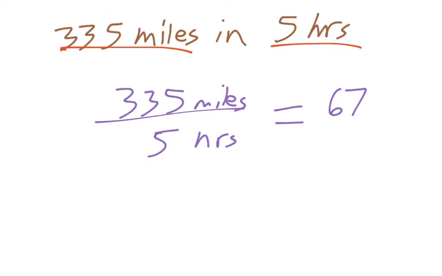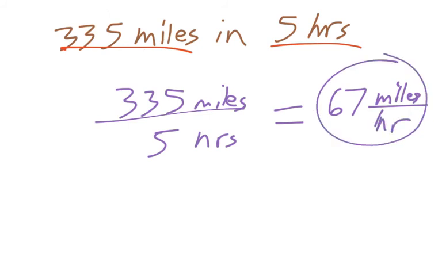Now, with a rate, you keep your units. So we were dividing miles per hour. So therefore, this is 67 miles per hour. Okay? So if a person travels 335 miles in 5 hours, they were going an average speed of 67 miles per hour. Okay? And this is also what's called a unit rate.